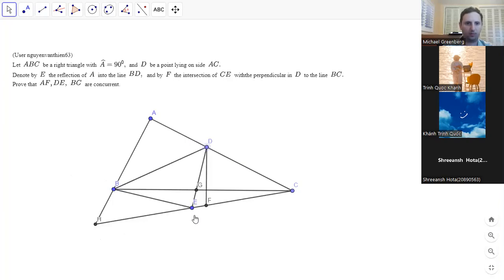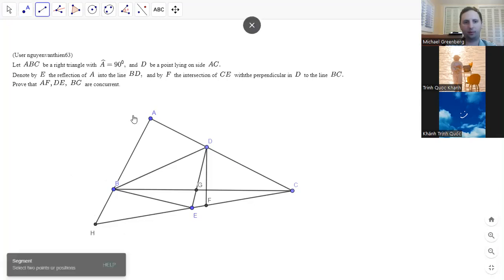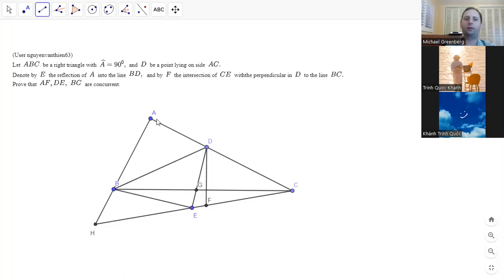So, okay, I wanted to use Ceva's theorem. So I want to show, I think Shriyansh might have lost his connection. We want to show that AD over DC times CF over FH times, oh, actually, I don't know if we can just use Ceva's theorem, right? Yeah, not really.